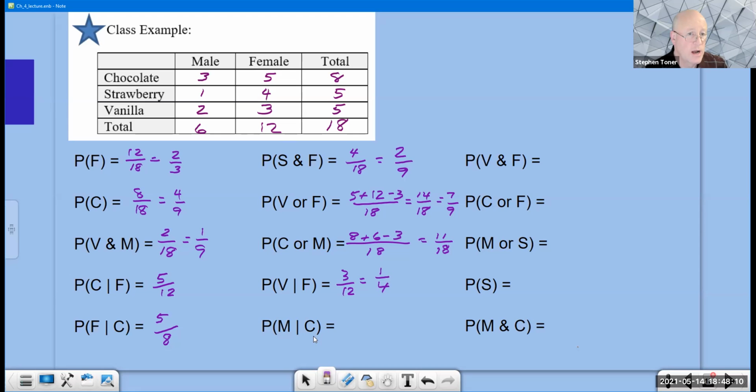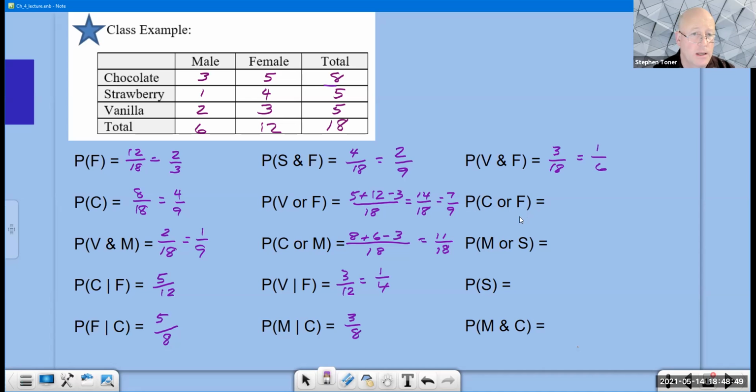Male given chocolate. Okay, I'm telling you we're in the chocolate row. Here's that information. It's not out of 18, it's out of that 8. What's the probability the person wants male? 3 out of those 8 people, and that does not reduce. Okay, vanilla and female says find the overlap of those 2 conditions, that row and that column, and that's where we see the 3 out of 18. So 3/18 will then reduce to 1/6.